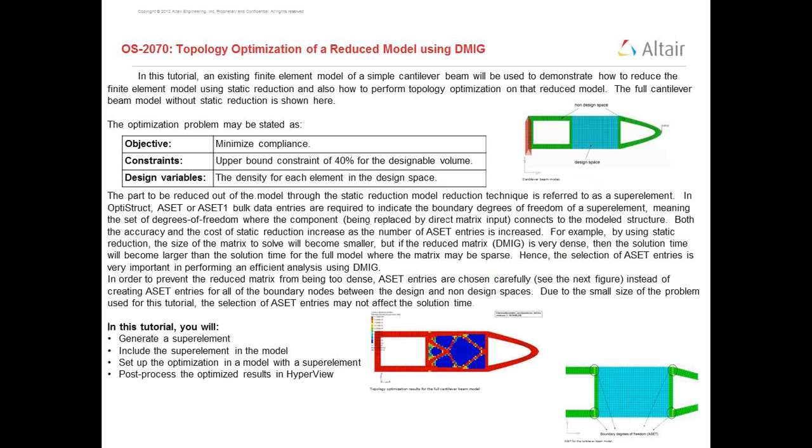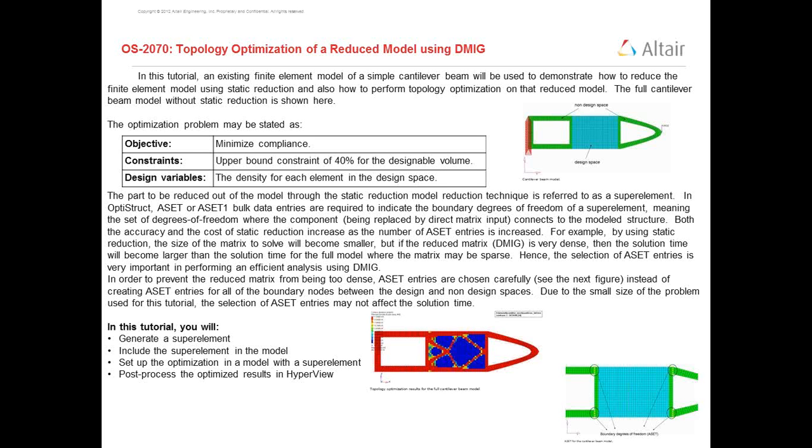In this tutorial, an existing finite element model of a simple cantilever beam will be used to demonstrate how to reduce the finite element model using static reduction, and also how to perform topology optimization on that reduced model. The full cantilever beam model without static reduction is shown here. The optimization problem may be stated as follows. The objective of the topology optimization is to minimize the compliance. My constraint is an upper bound of 40% of the designable volume. My design variables are the densities of each element in the design space.